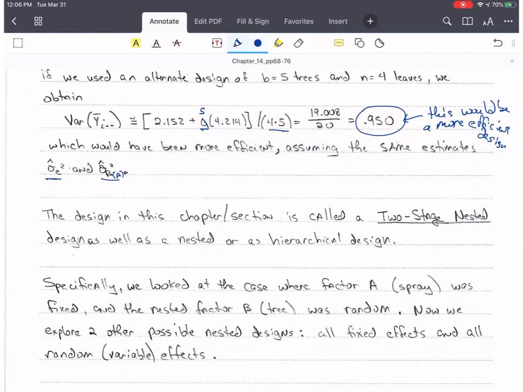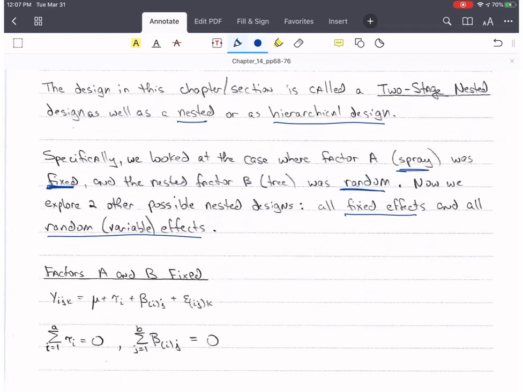So as I mentioned earlier, the design in this chapter or section is called a 2-stage nested design, as well as a nested or a hierarchical design. Okay. Specifically, we looked at the case where factor A, spray, was fixed, and our nested factor B was random. So we had a mixed model. Now let's look at a completely fixed effects and a completely random. And another word for random effects you may read in books is a variable effects model. So random effects, variable effects means the same thing.